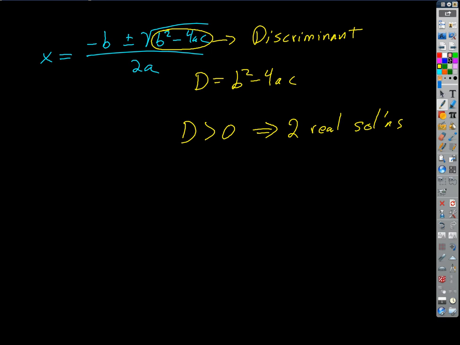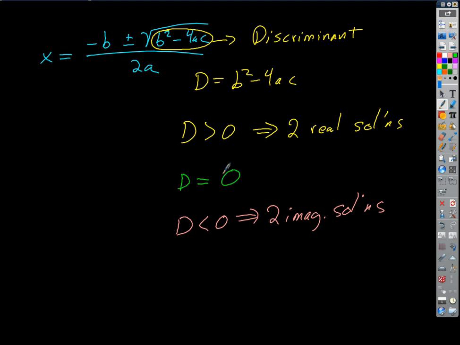What if D is less than 0? Yeah, I'm going to get 2 imaginary solutions, aren't I? Because I know I'm going to get i's in it, and I'm going to get 1 for the plus and 1 for the minus, right? Okay, what about in between?